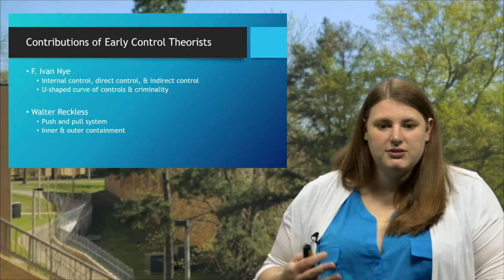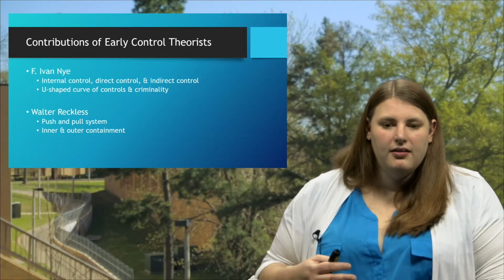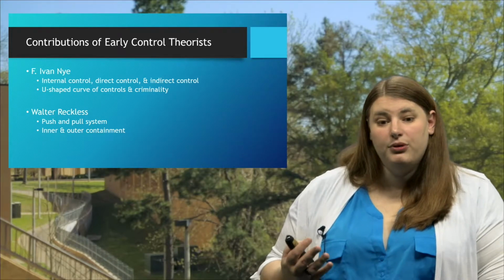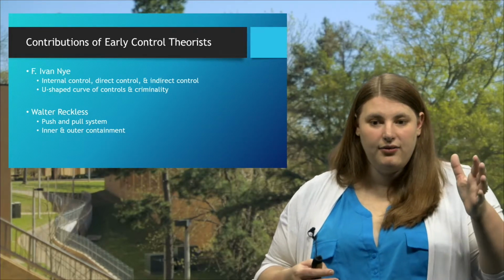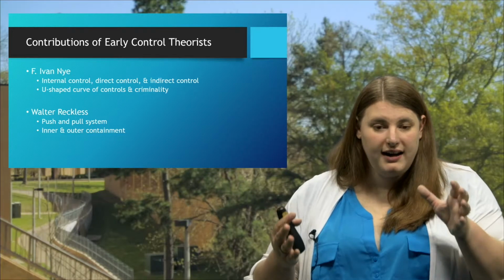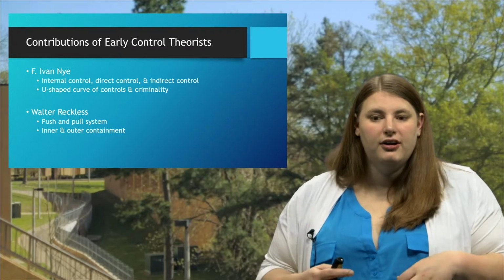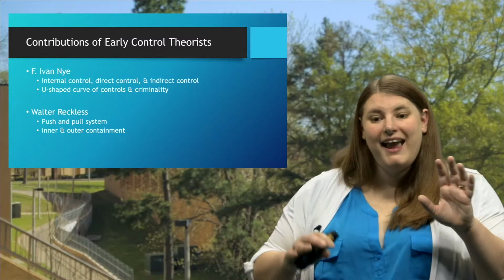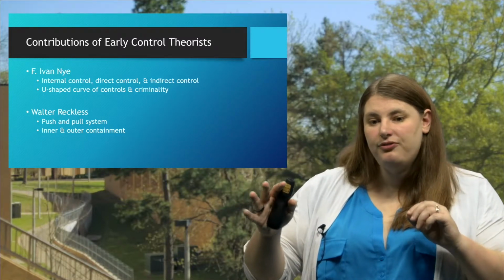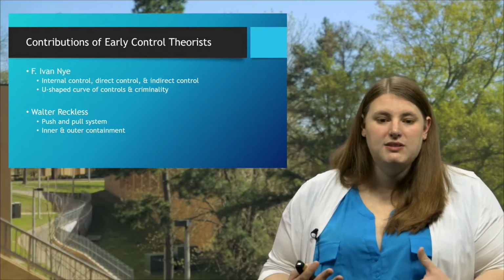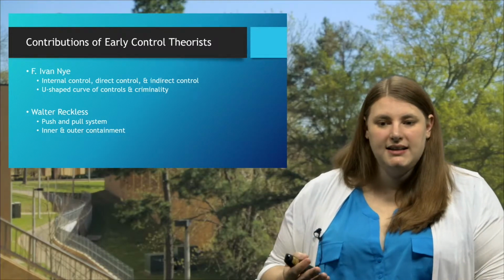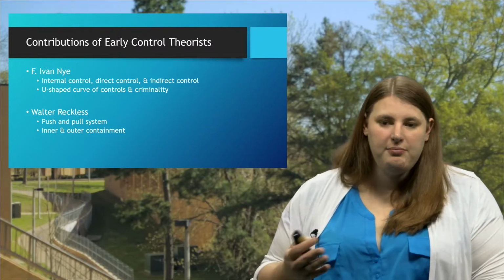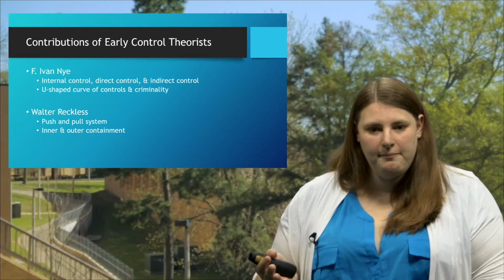Rather than argue that the more controls, the better, Nye believed that criminality resembled a U-curve. So the highest levels of, and the most chronic, criminal behavior occurred under low control, meaning basically complete freedom, and high control, meaning no freedom. Nye proposed that the best way to reduce criminality was to maintain a system in which the individual has a healthy balance of control and freedom.